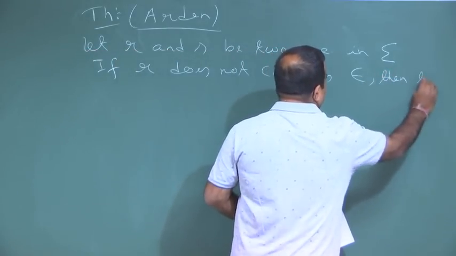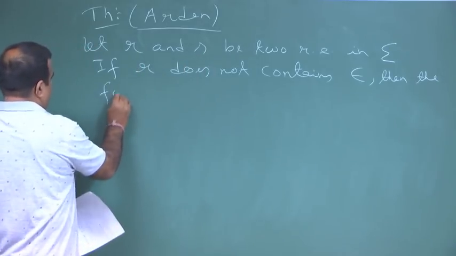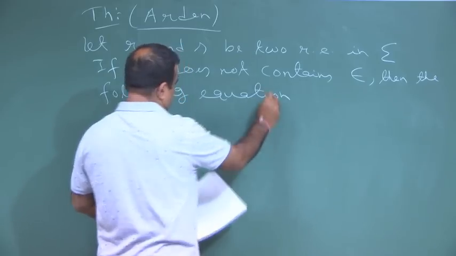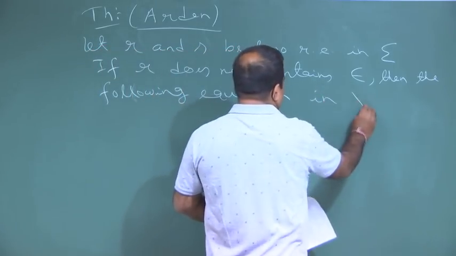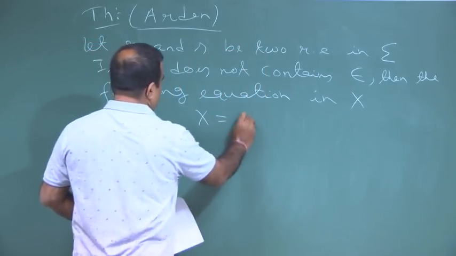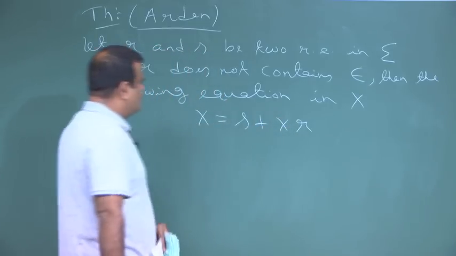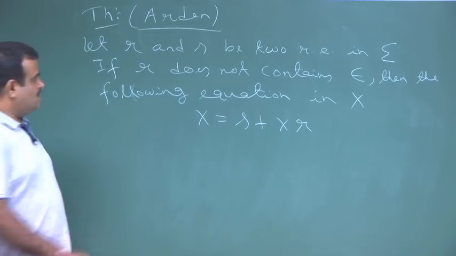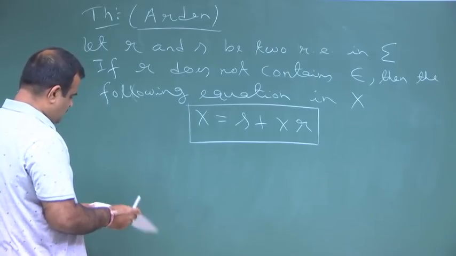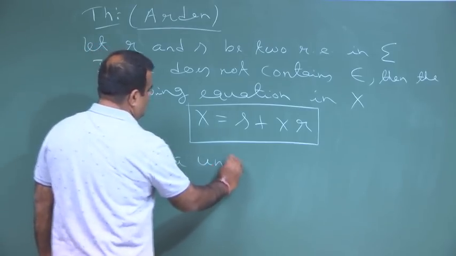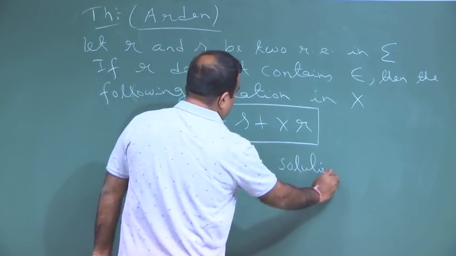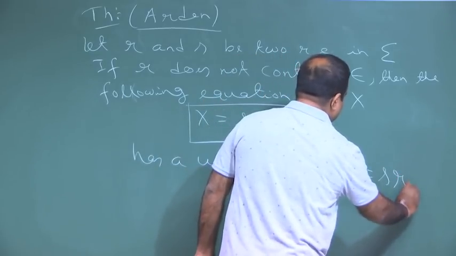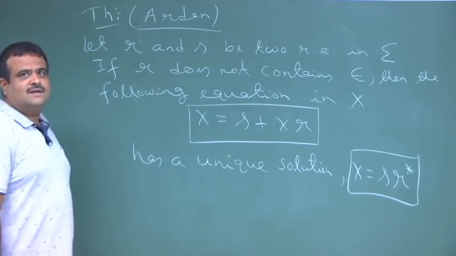Then the following equation, X equal to S plus X R, is the equation where X is a regular expression, R and S are regular expressions, and R does not contain epsilon. This equation has a unique solution, and that solution is given by X equal to S R star.